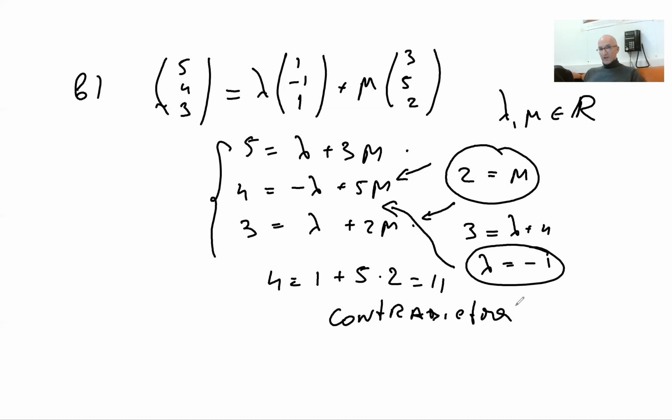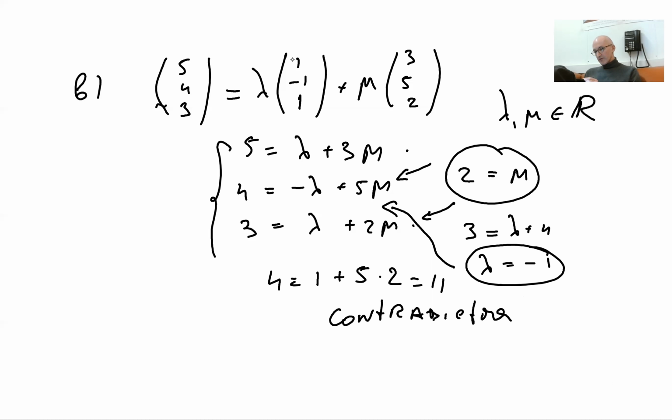So such vectors do not exist. Vectors, such numbers lambda and mu, do not exist. So the answer is: vector (5, 4, 3) is not a linear combination of vectors u and v. This solves part B, but we can actually solve it a little bit differently.